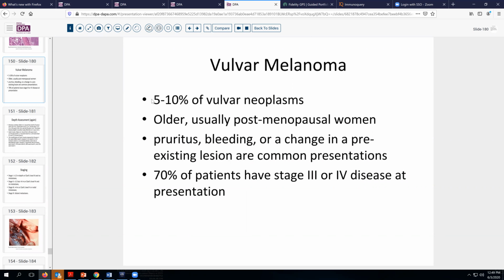These are not an insignificant number of vulvar neoplasms. 5 to 10% is far from zero. Again, these are usually older women that may present with itching or bleeding or some sort of a change. Unfortunately, many of these present at stage 3 or 4 at presentation, and that's really unfortunate.